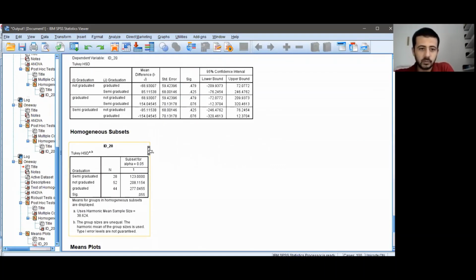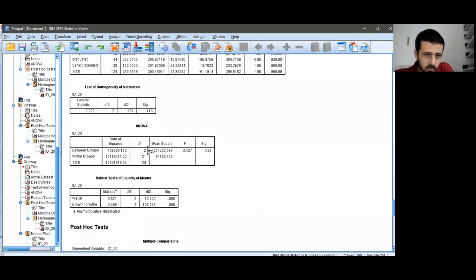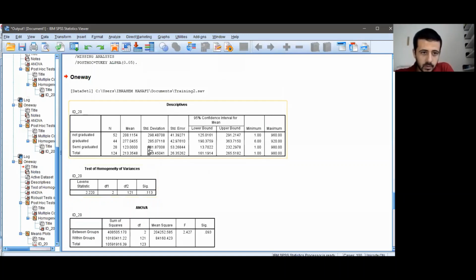Okay, we have a lot of stuff in here. Let's start with the first one. Here, the one-way ANOVA, actually we asked it to give us the descriptives. The descriptives mean we have not graduate, graduate, semi-graduate. Okay, the mean 200, 270, 123. Okay, so those are different from each other.